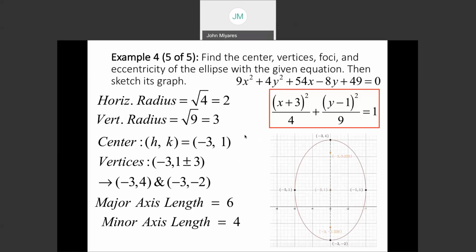At this point, we now have enough information to sketch our ellipse. Again, I'm not going to show it all step by step, but here what you see is the ellipse with all the key properties. The center is at negative 3, 1. The vertices are at negative 3, 4, and negative 3, negative 2. The co-vertices, if we went left and right 2 from center, are at negative 1, 1 and negative 5, 1. The foci are the square root of 5 units above and below the center, which are at negative 3, 1 plus the square root of 5, and negative 3, 1 minus the square root of 5.